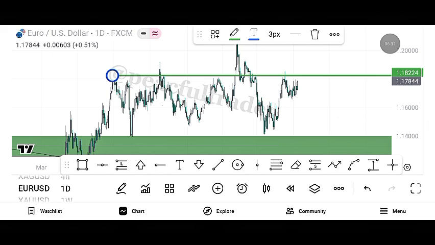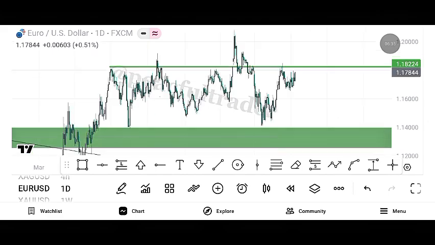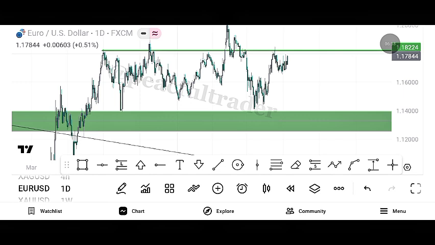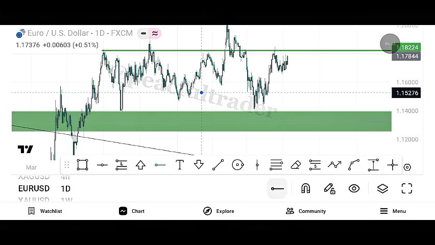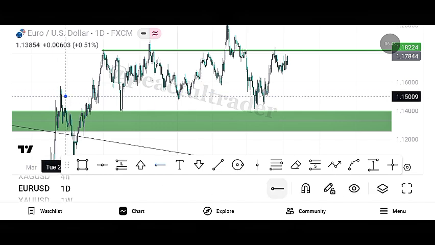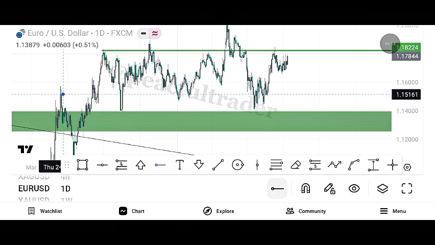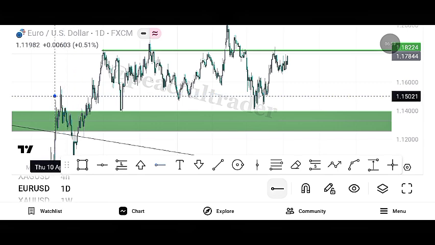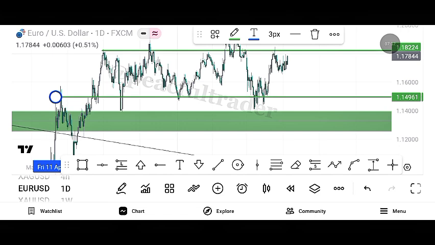This is my tool. I didn't use the rectangle tool anymore because this is a lower time frame. You see, the rectangle tool is normally used on a higher time frame, so I use this trend line tool. I use this line to mark and work on my lower time frame. So you can see this is my support, this is my resistance.